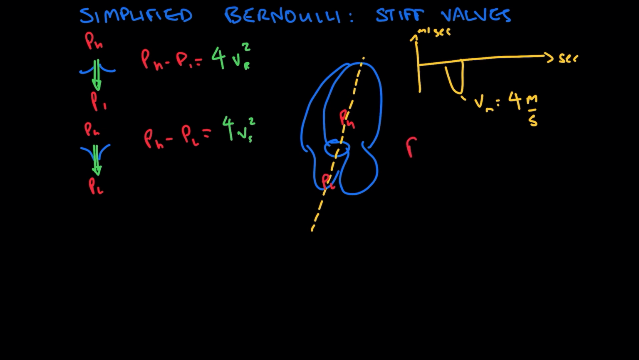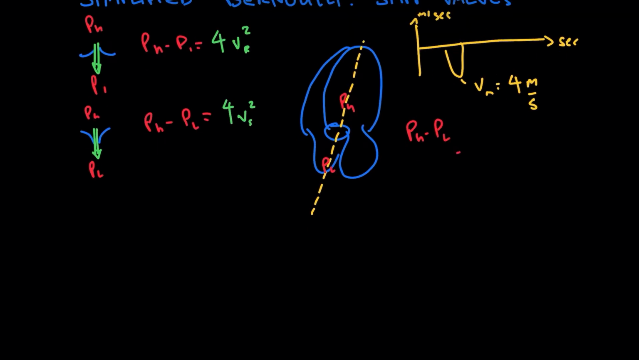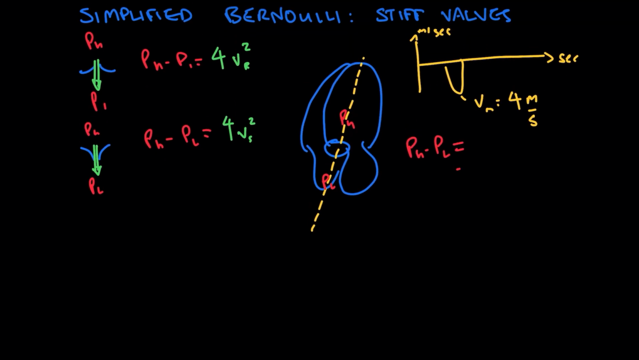We can say that the high pressure minus the low pressure is equal to 4 times the velocity max squared, which in this case, 4 times 4 squared, 16, that would equal 64. So 64 millimeters of mercury would be the peak gradient across this aortic valve.